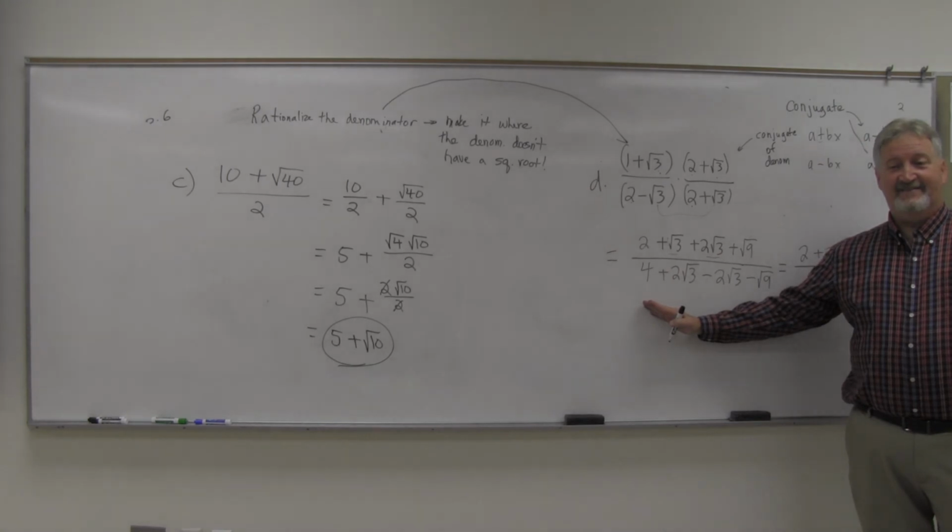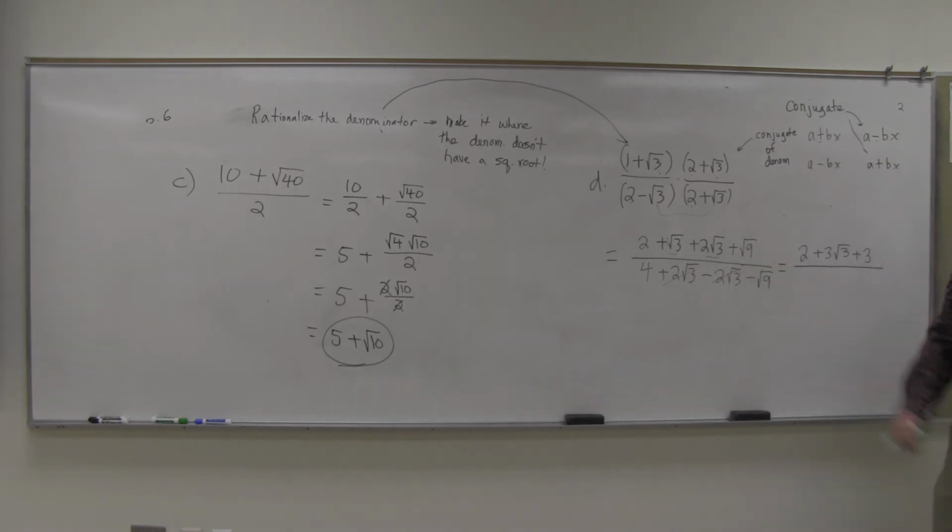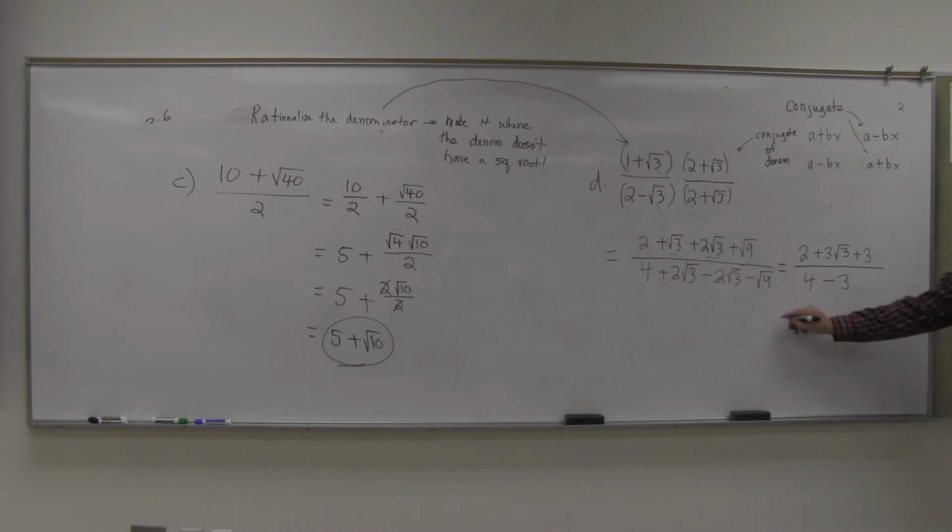doesn't it? This is one of the ones where we get some canceling, isn't it? The 2 square root of 3 minus 2 square root of 3, so gone. It'll be 4 minus square root of 9, which is 3. 4 minus 3. And so to finish it off, you do 2 plus 3, that's 5. And then the bottom is just 1. And so that is not necessary to write. And again, can I add the 5 and the 3 here? No. It's not a square root of 3, is it?